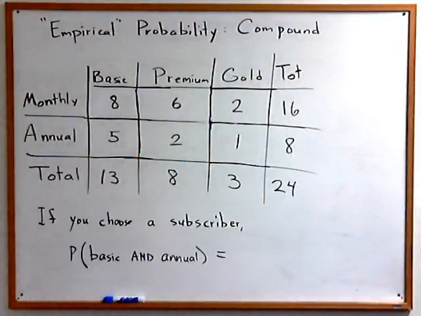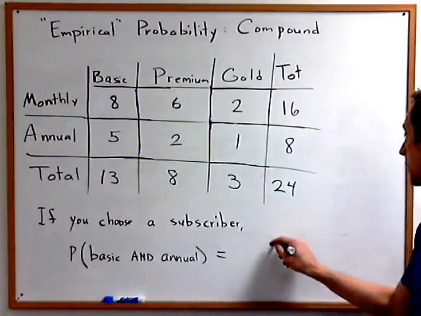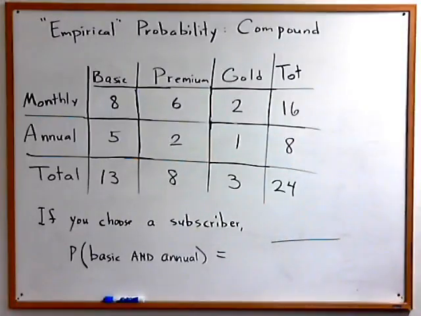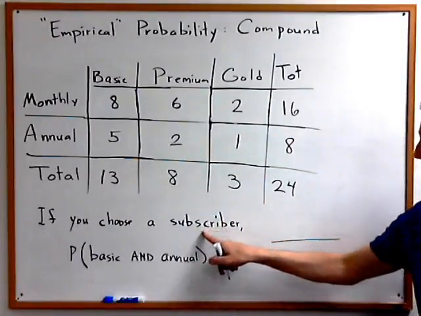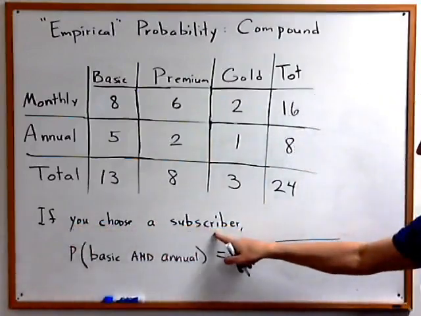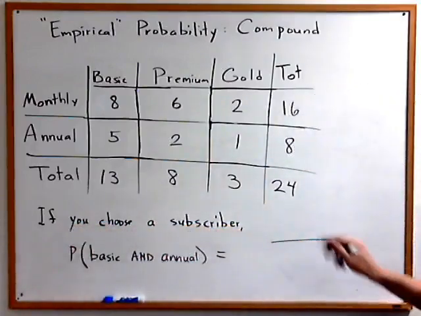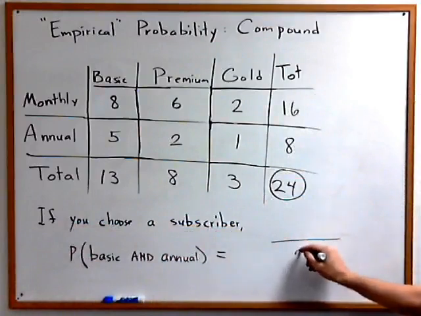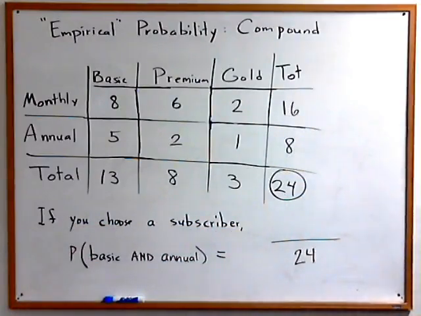Let's go on to the word and. Remember again that in the empirical table, and represents overlap. If you choose a subscriber, what is the probability that he is a basic member and is an annual subscriber? So this fraction will have the number of subscribers on the bottom. If you choose a subscriber, how many subscribers are there? That's represented by a grand total of 24,000 of them.